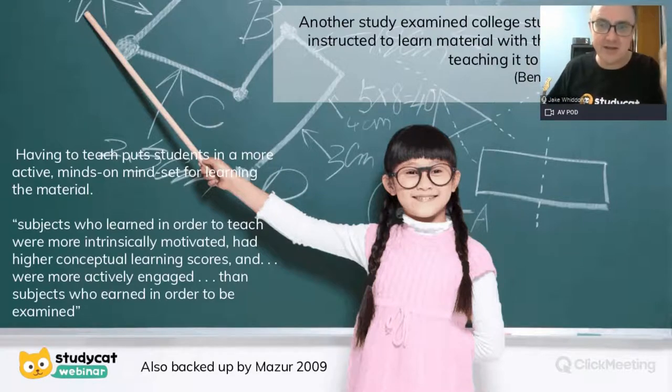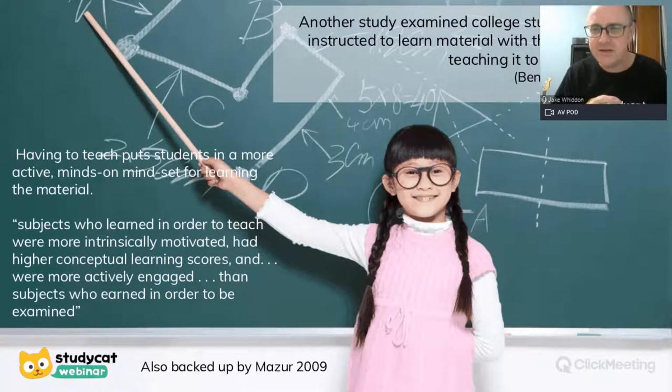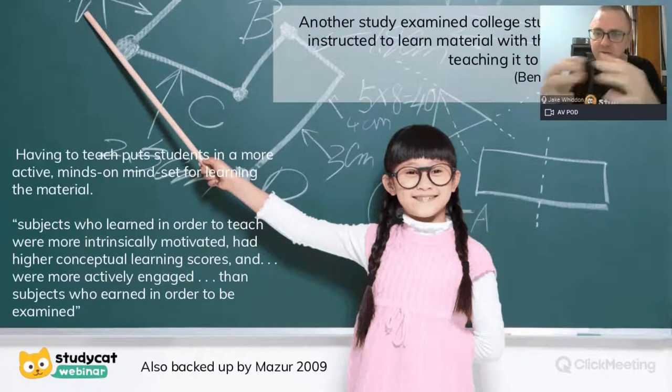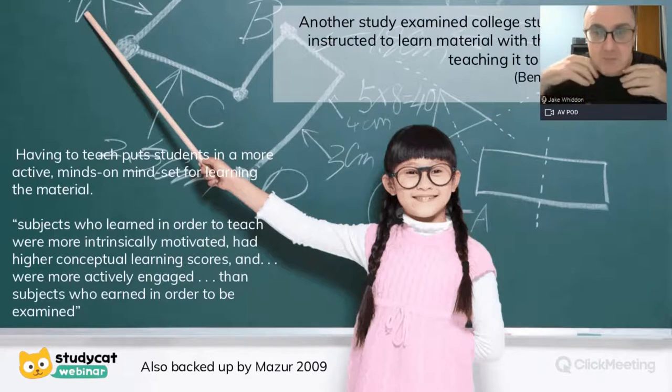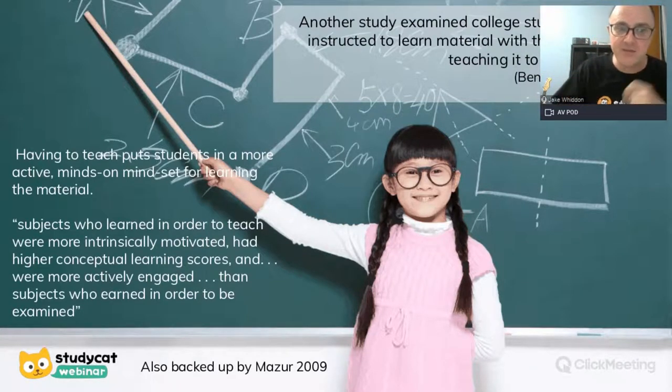One is learning the content, and the other is thinking about, which is the minds-on part, how am I going to then teach this? Because there were two things happening, they had to go deeper than just understand and memorize. So having to teach puts students in a more active, minds-on mindset for learning the material. So just by getting two kids in your class and saying, you're going to learn this and you're going to learn this, and now I'm going to make you swap over and teach each other, is a great way to apply some of the pillars of science of learning and get that minds-on learning happening.